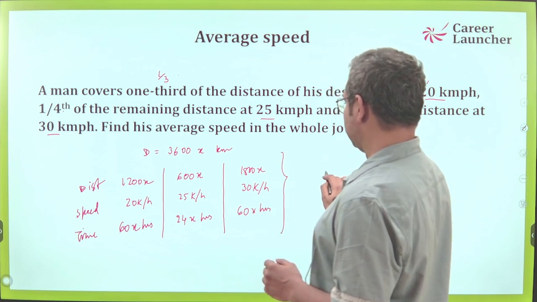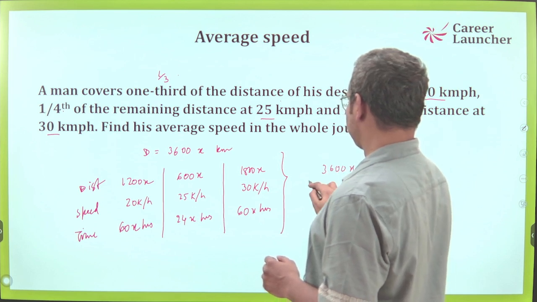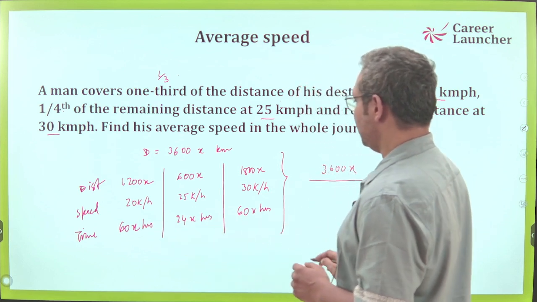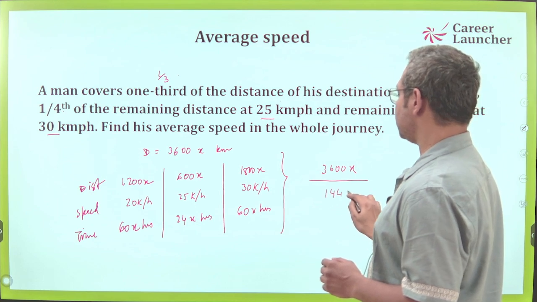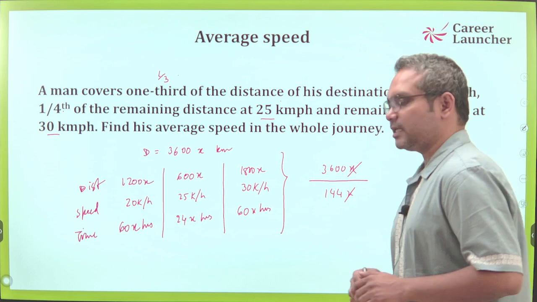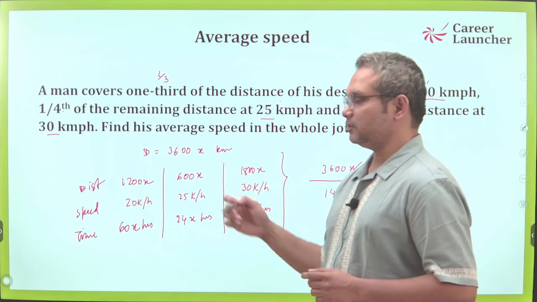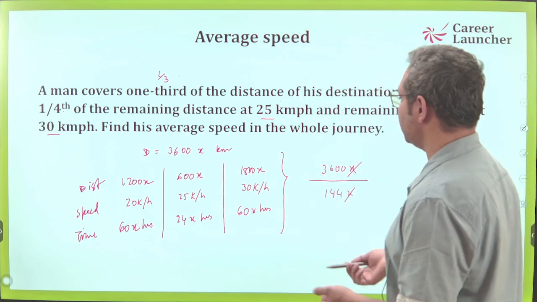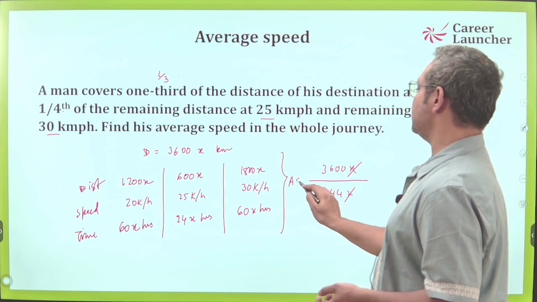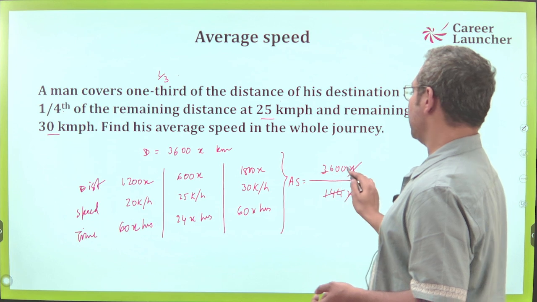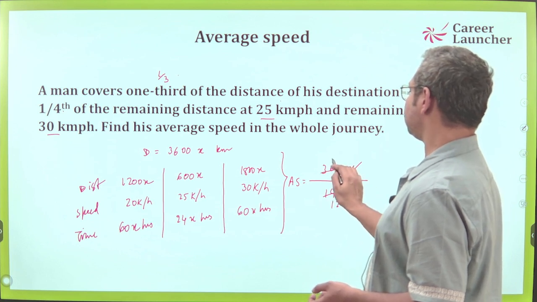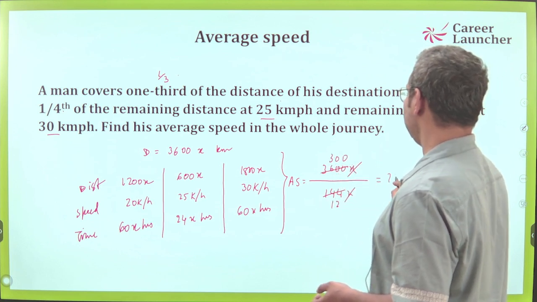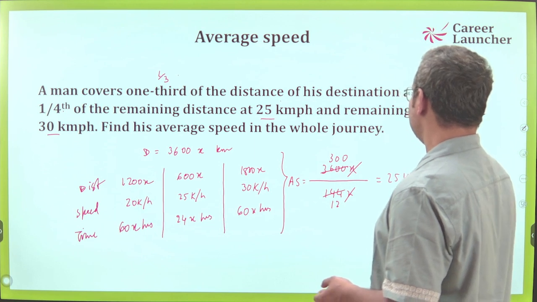Total distance 3600x. Total time, if you add them, is 144x. Clearly see that the x cancels out, means this x has no importance in this question. So you could have just started with a number. So your average speed is basically this. If you divide, 12,325 kilometers per hour is the average speed.